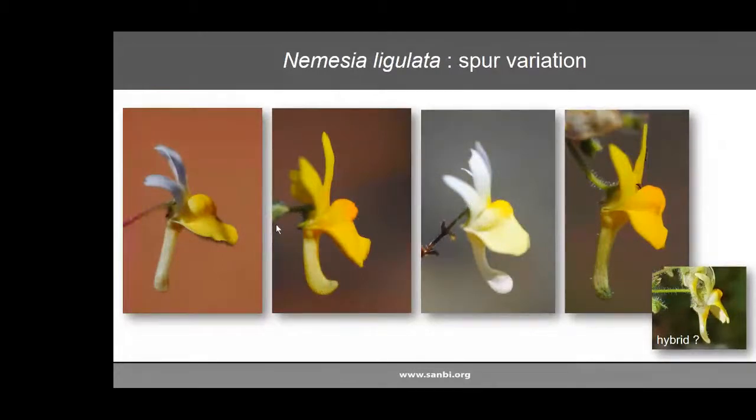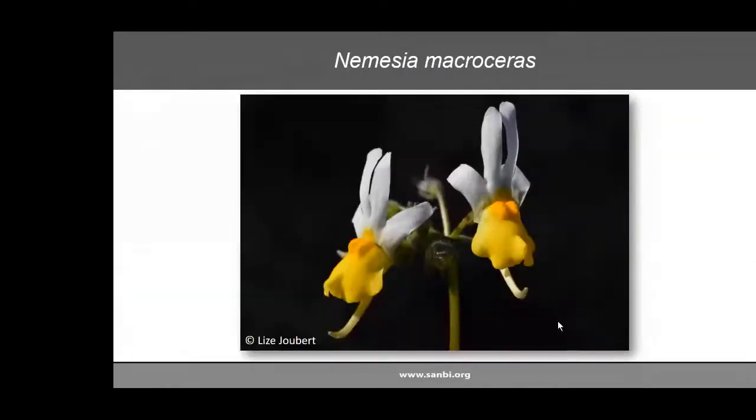So there is variation in the expression of the spur in this species. It can be almost straight with a slight inflation, or somewhat curved forward with a larger inflation, sometimes very hairy, sometimes not. During the field work, we also observed some specimens, at the top right, that might indicate hybridization between Nemesia ligulata and Nemesia macroceras. So the next few slides are of closely related species.